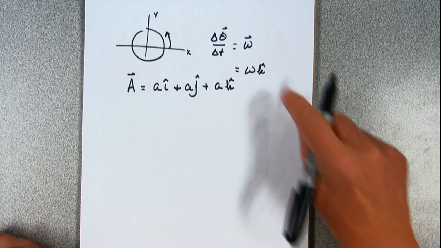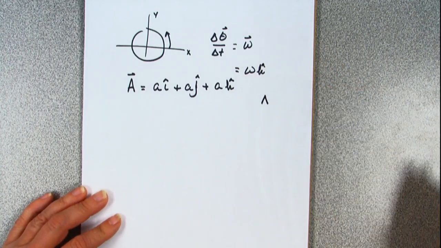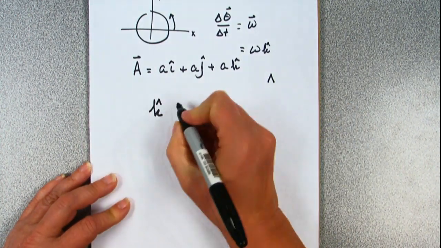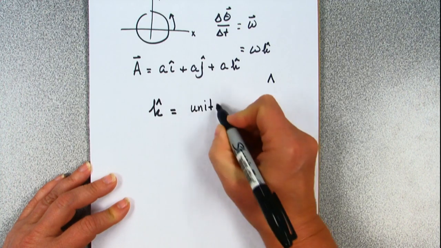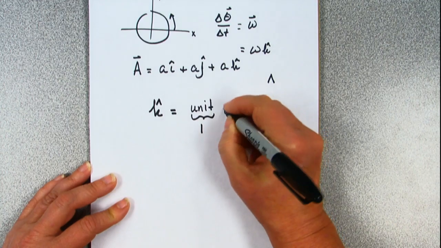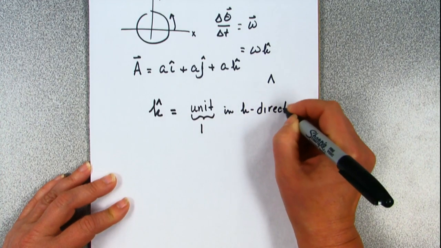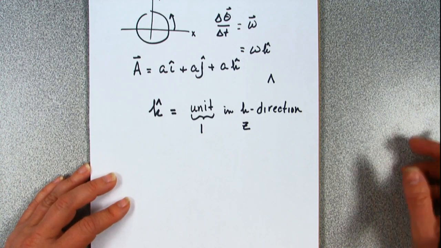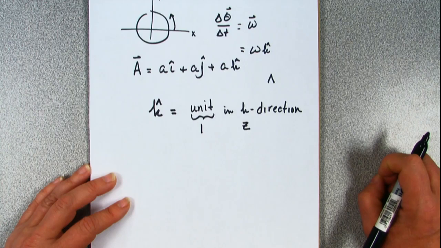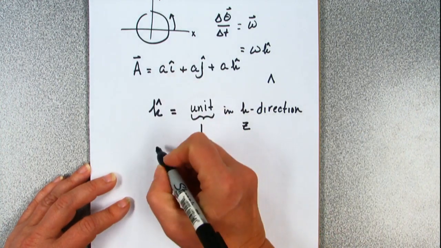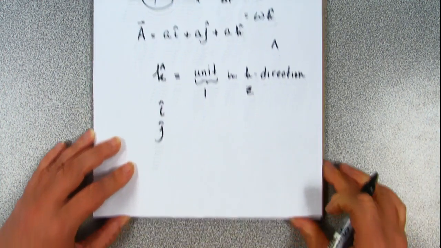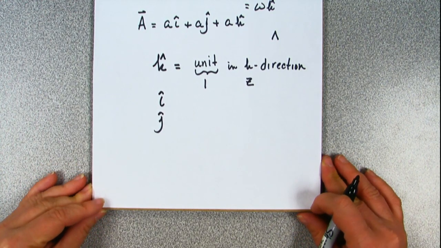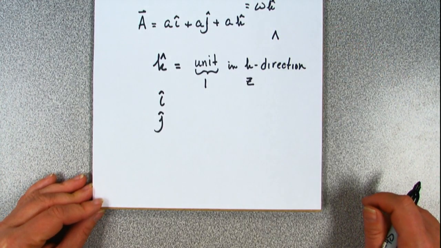So what's that sign? This sign, it's what's called a caret. It's a little kind of triangle on top. What that represents, if I have a k caret, that's a unit vector, meaning it has a magnitude of 1 in the k direction, which in this case is z. The caret tells you it's a unit vector. And we've done it for i, and we've done it for j when we dealt with vector notation early on. Okay, so we have something that's got direction associated with it.